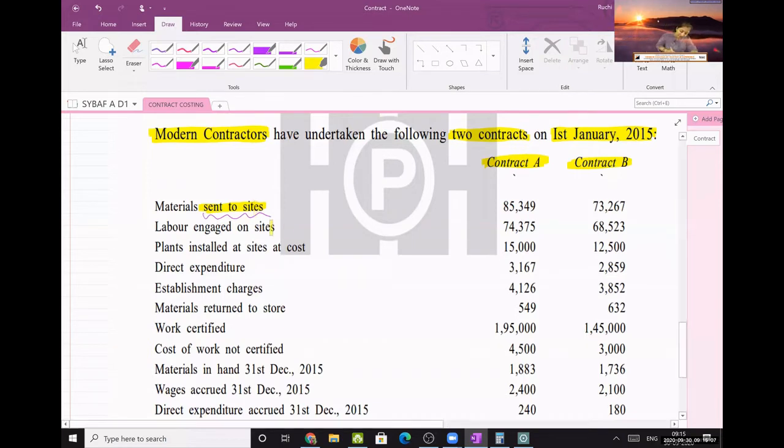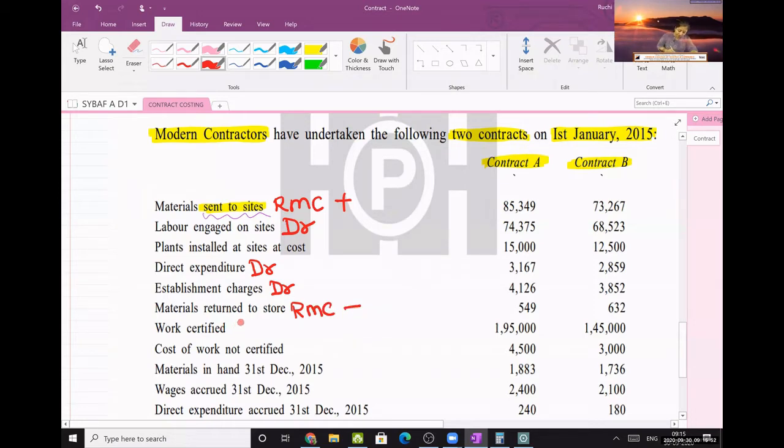Okay. Labor engaged on site. So this is an expense to me. Obviously, I'll debit it. Then see raw material consumed. Add incoming raw material. Then labor engaged. Debit contract account. And installed at site. This is depreciation. Okay. Next, direct expenditure. Debit. Establishment charges. Debit. Material return to stores. Raw material consumed. Say minus. Okay, outgoing of raw materials is subtracted.